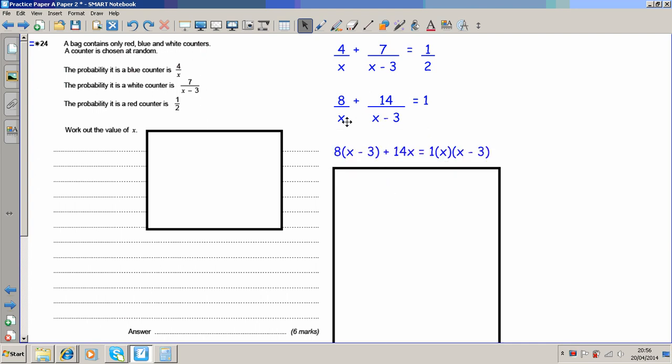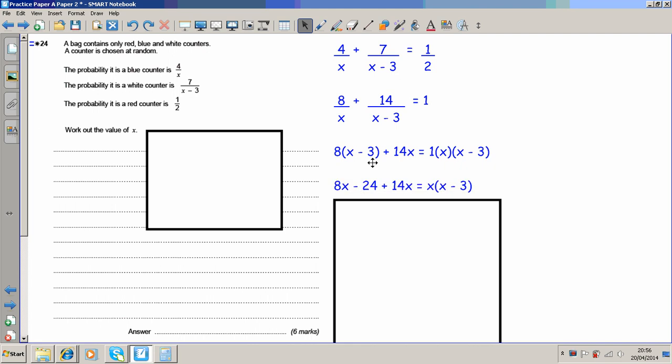Right, then if you times everything by x, you get 8 here, 14x there, and x there, and x minus 3 goes there, gets rid of it there, and goes on the end here, so you end up with 8 lots of x minus 3 plus 14 lots of x equals one lot of x times x minus 3.